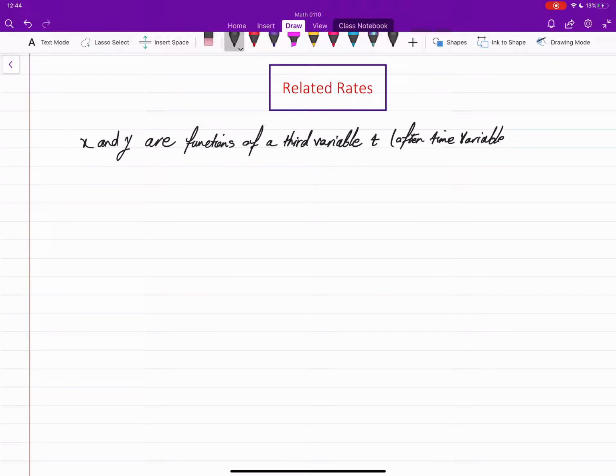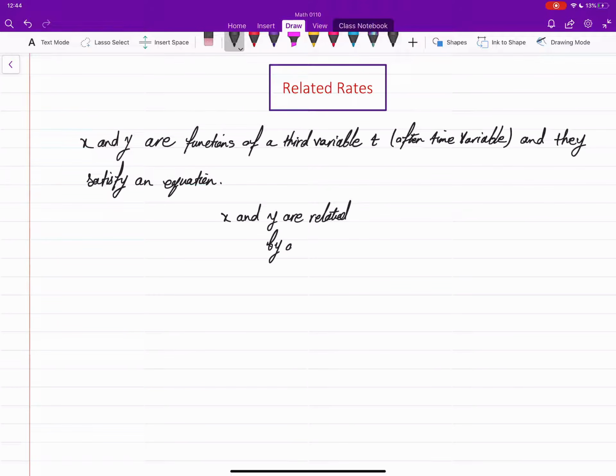So we have two variables x and y, and this x and y satisfy an equation. So they are related by an equation.